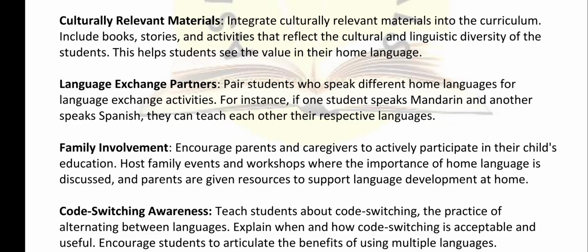So now let us see family involvement. Encourage parents and caregivers to actively participate in their child's education. Host family events and workshops where the importance of home language is discussed and parents are given resources to support language development at home. Now, family involvement. So even in our language learning, the parents should be involved. The parents should teach us the values, the ethics, the feelings, the emotions which we have in our own language, and should help us to take care of the language, the culture, and the traditions we have, right? So the parents should play an active role.